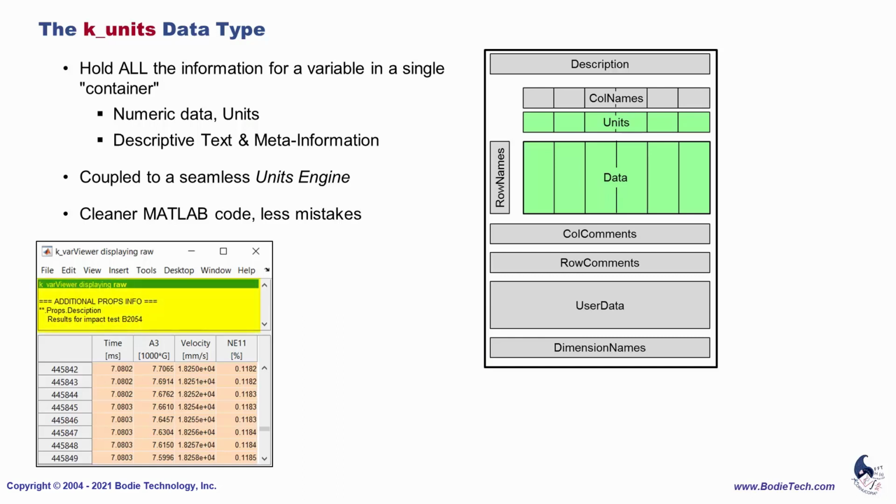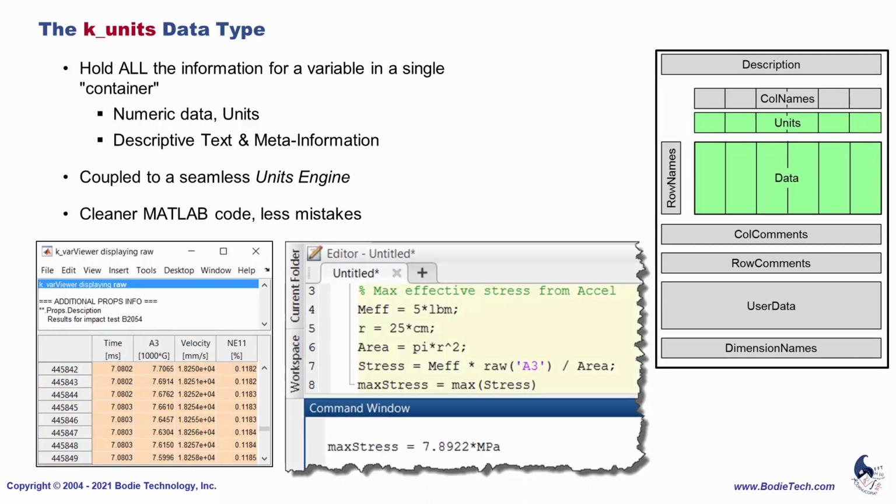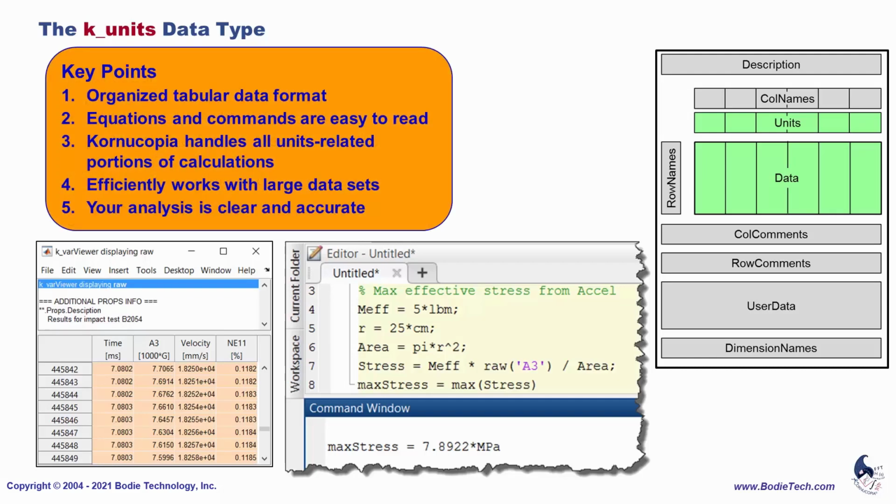As you can see, there is some additional descriptive information at the top, along with column names and units associated to a large array of data at the bottom. And here is an example of some typical calculations that can be done in Kornucopia. The key points are we have an organized tabular data format. Equations and commands are easy to read. Kornucopia handles all the units-related portions of the calculations, including the use of mixed units. The k_units data type works efficiently with very large data sets, and your analysis is clear and accurate.